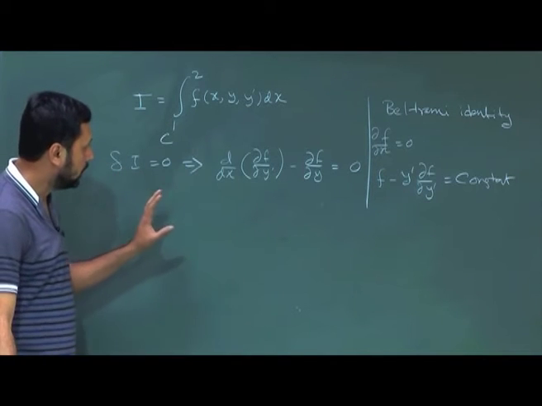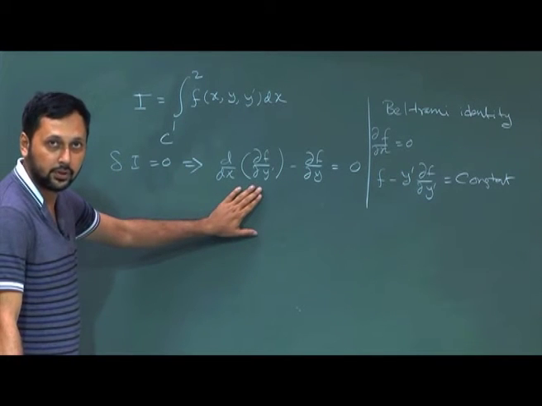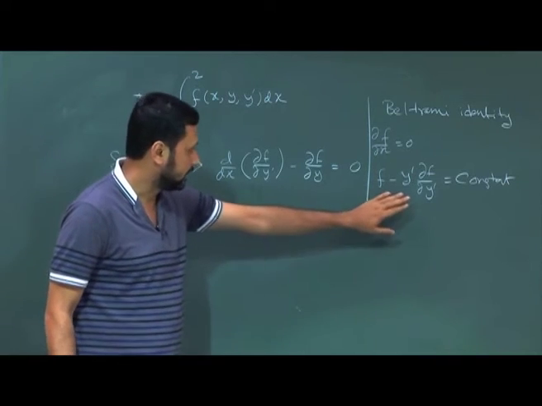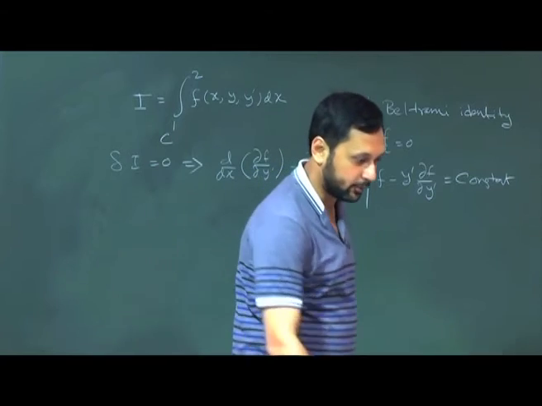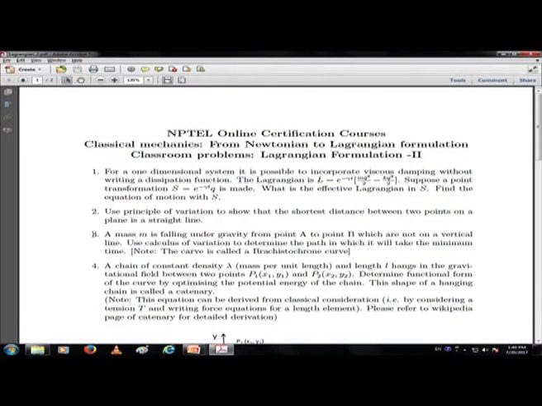Now, this one we have already used in certain cases. This one we will take up in the very next example. So, let us go back to the problem set. Problem number 3 says a mass m is falling under gravity from point A to point B, which are not on a vertical line. So, that means point B is not exactly below point A, but there is a horizontal shift. We have to use calculus of variation to determine the path in which it will take minimum time.